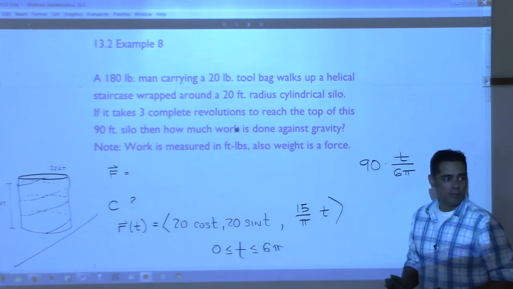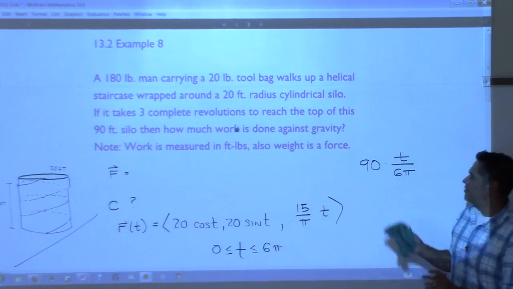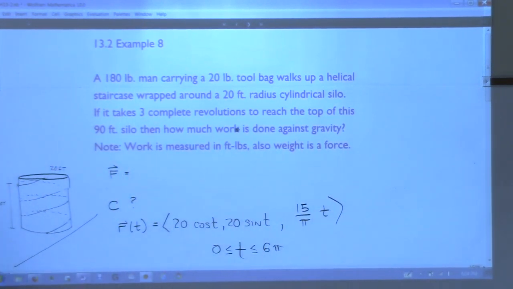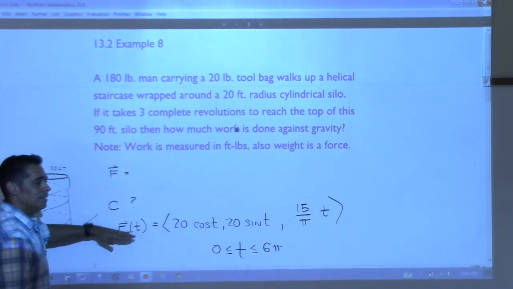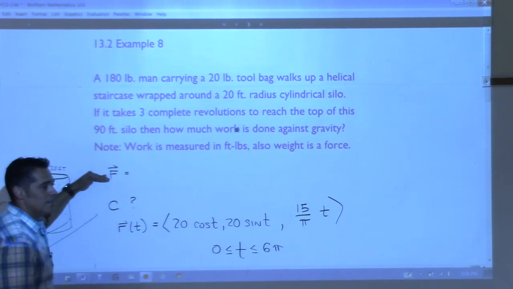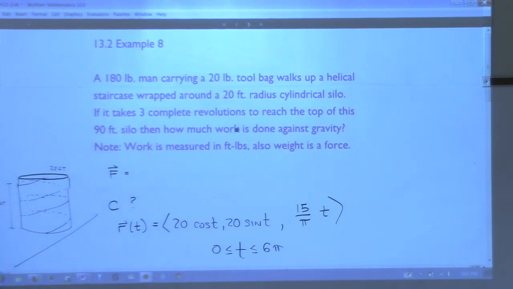All right, moving on. You ready? We needed the path r of t. We need the field. So what do you think? From reading the problem, what do you think our field is going to be?